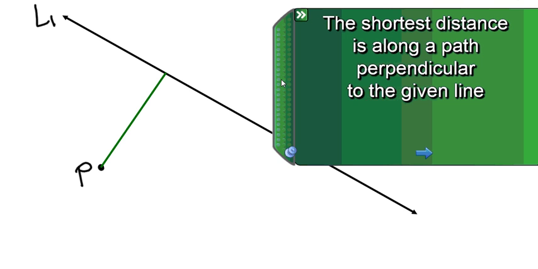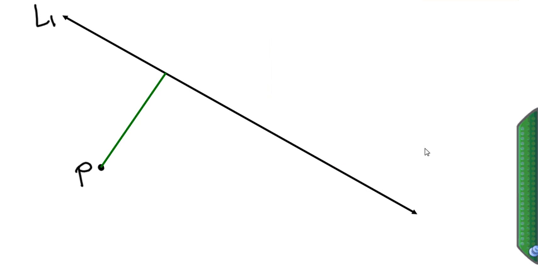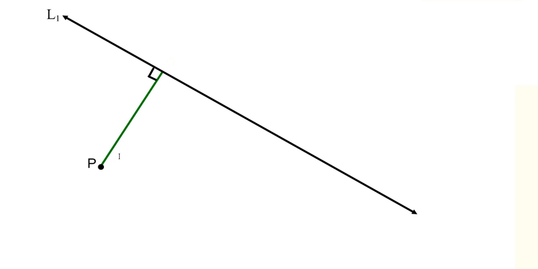So hopefully you envisioned something like this. And in fact, that's pretty close to being accurate, because here's the first really important thing we need to know: the shortest distance is along a path perpendicular to the given line. So the given line, here's a perpendicular line. This new green line, let's call it L2, is perpendicular to L1, and that's how I know that this is the shortest distance.